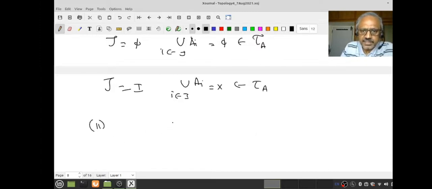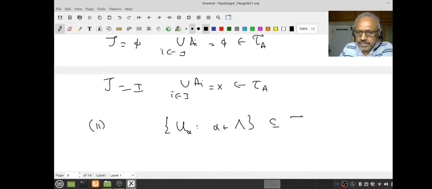The second condition is, let me say, now since I had already used I, I should think of some other notation. So let me say U alpha, alpha in some lambda. This is a collection of elements of tau of A. I want to know whether the union of U alpha, alpha in lambda, belongs to tau of A.